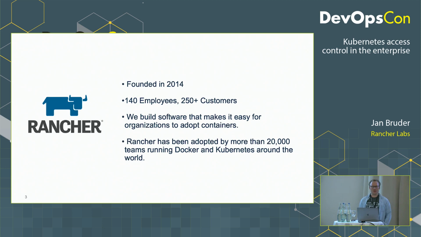Initially, we supported a lot of different container orchestrators like Docker Swarm, Mesosphere, Kubernetes. And around 2017, we basically made a full switch and went full on Kubernetes. And today, we have around 20,000 installations of Rancher around the world that people use to manage their Kubernetes clusters. All of our software is completely open source.